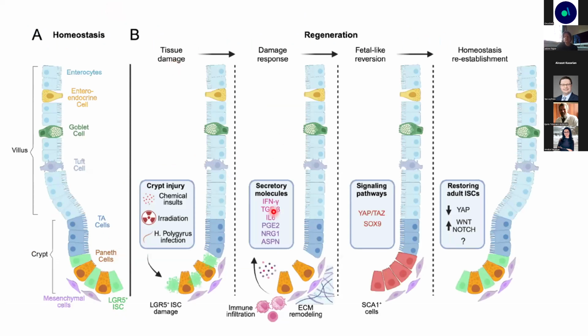So this is a really cool review by Ophir Klein. I just want to highlight again what you know. On the left is your normal crypt. Notice your LGR5 cell sitting there. So this is Wnt-driven, positionally, everything's perfect. LGR5 cell giving off the daughter cells.